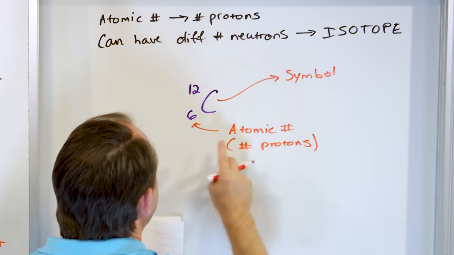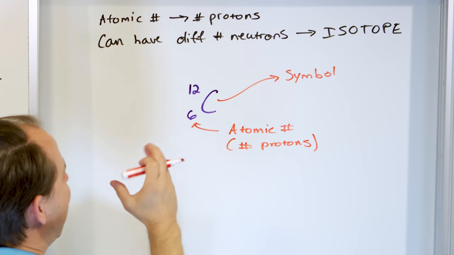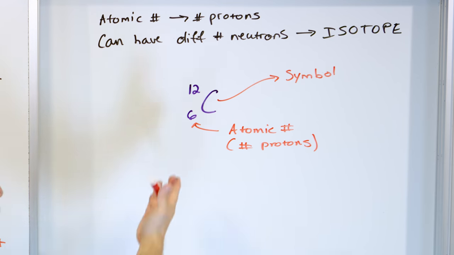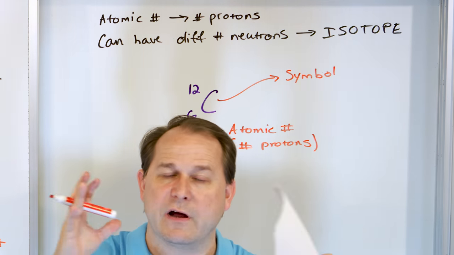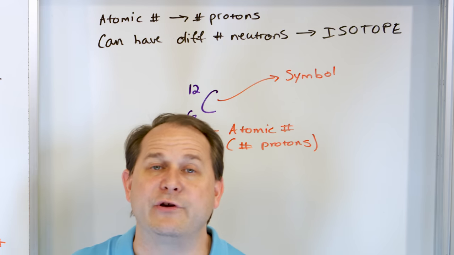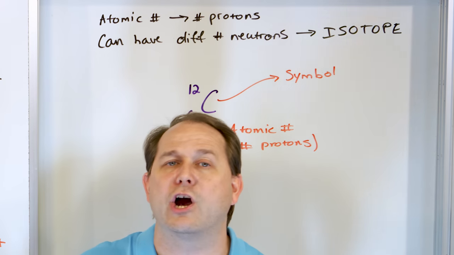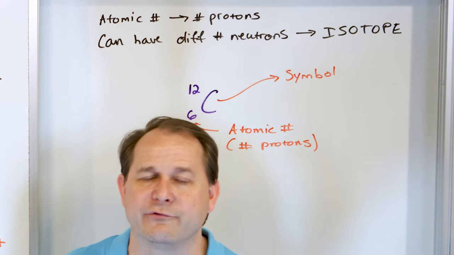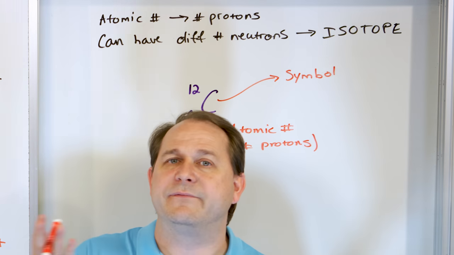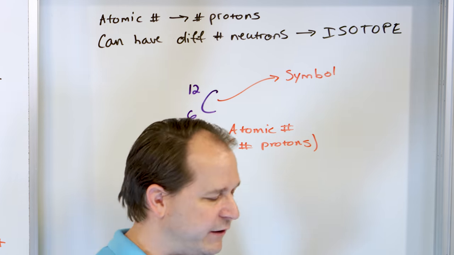So you know right away that carbon has 6 protons. Every atom of carbon always has 6 protons. That's what makes it carbon, right? And because electrons and protons have to be in balance for every neutral atom, we also know that all carbon atoms, if they're neutral, which unless they're in a reaction they're always going to be, have 6 electrons also, because they have to balance the number of protons that are in the nucleus.